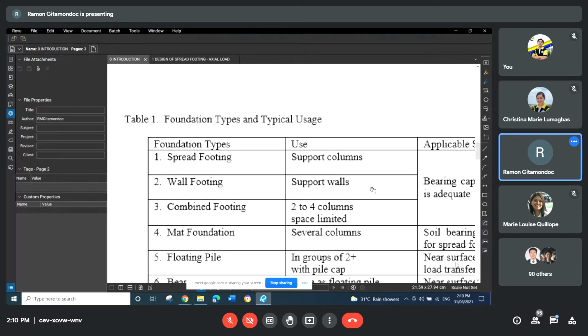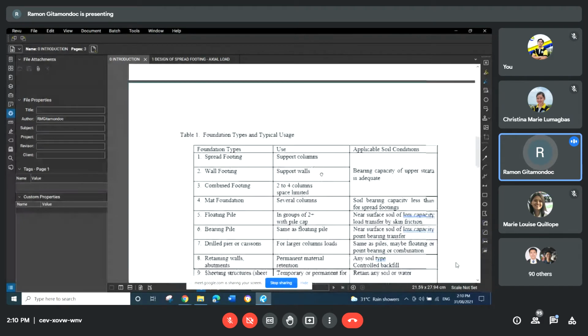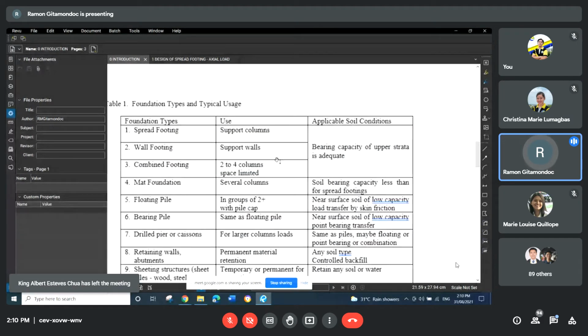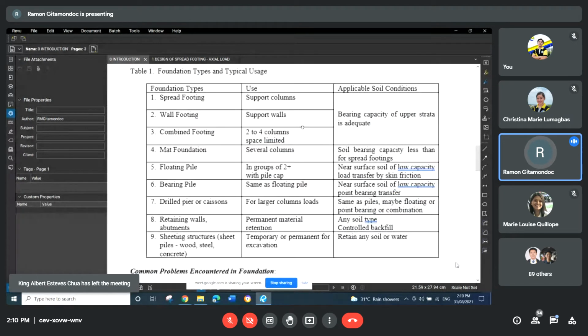Now, in the next page, I have here a table showing the foundation types and the typical usage. So in the first column, I have listed here the foundation types, among which we have the spread footing, wall footing, combined footing, the mat foundation, the floating pile, the bearing pile, the drilled pier or caissons, and the retaining walls or abutments, and the sheeting structures.